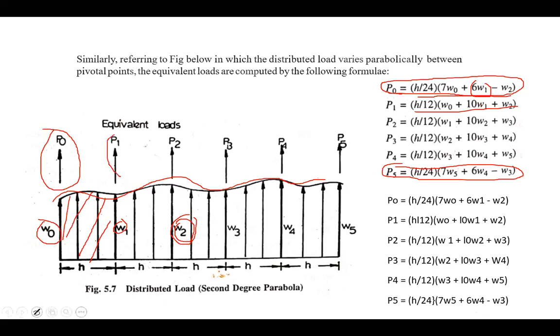For all intermediate loads, the formula is different, which is given by H by 12 into W naught plus 10 times the middle ordinate, and then one time the last ordinate. So for example, for P4, H by 12 into one time W3, 10 times W4, one time W5. You can see here, H by 12, W3 plus 10 times W4 plus W5. That's how you need to calculate equivalent loads in case of the parabolic variation kind of loads.